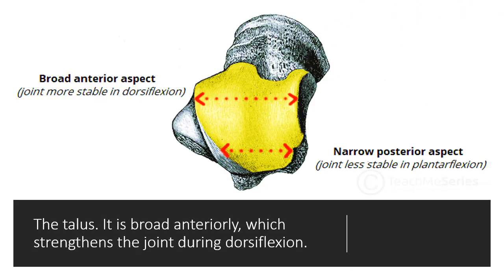Now you can see that the talus is broad anteriorly to strengthen the joint during dorsiflexion, and it has a narrow aspect posteriorly. The broad anterior aspect gives more joint stability in dorsiflexion, while the posterior narrowing makes it less stable in plantar flexion, so it may dislocate. This is the shape from above, and it determines how much dorsiflexion and plantar flexion you can do. Therefore, in dorsiflexion the ankle joint is more stable, and in plantar flexion the ankle joint is less stable.